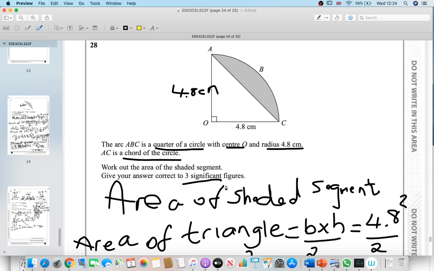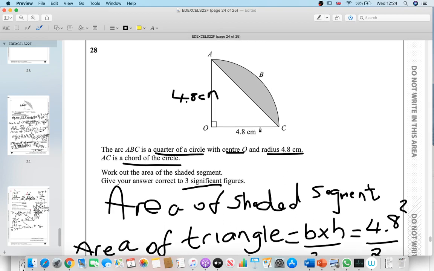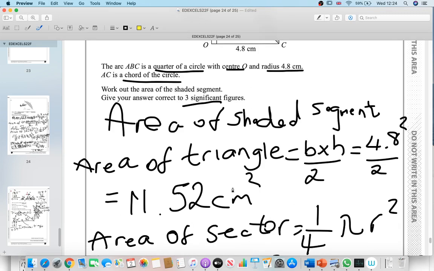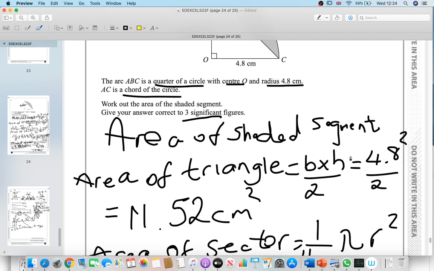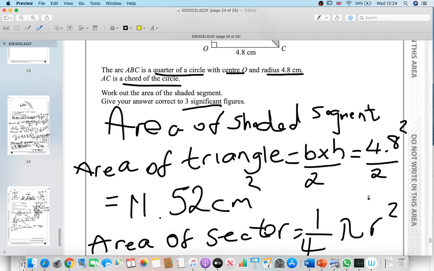So working this out, guys, to work out the area of the shaded segment, I'm going to work out the area of the whole sector minus the area of the triangle. The area of the triangle is base times height divided by 2. So 4.8 times 4.8 divided by 2 is 11.52 centimeters squared.